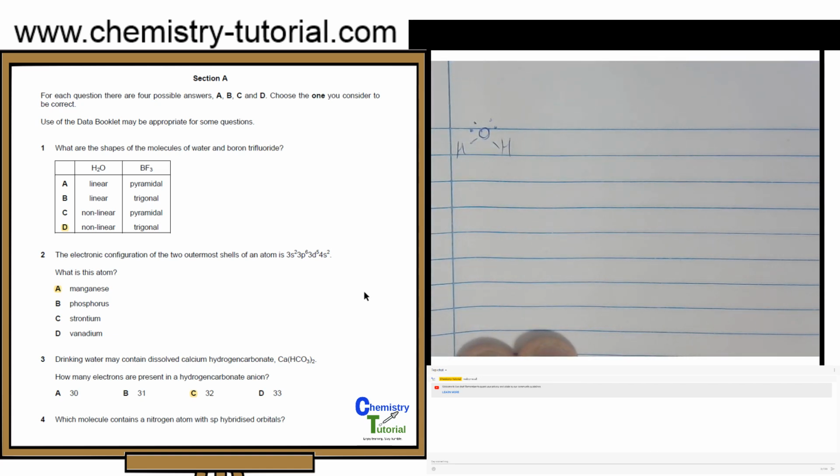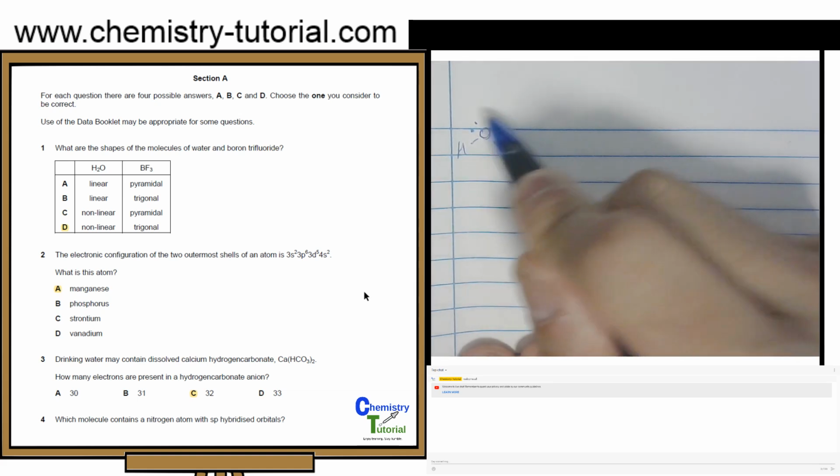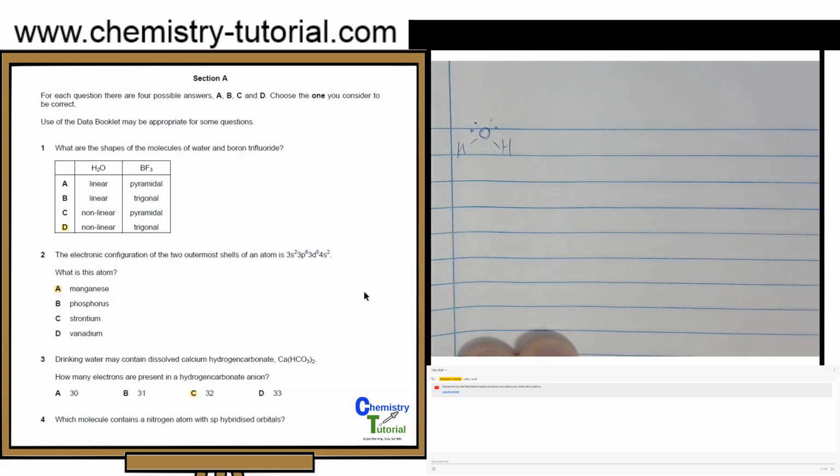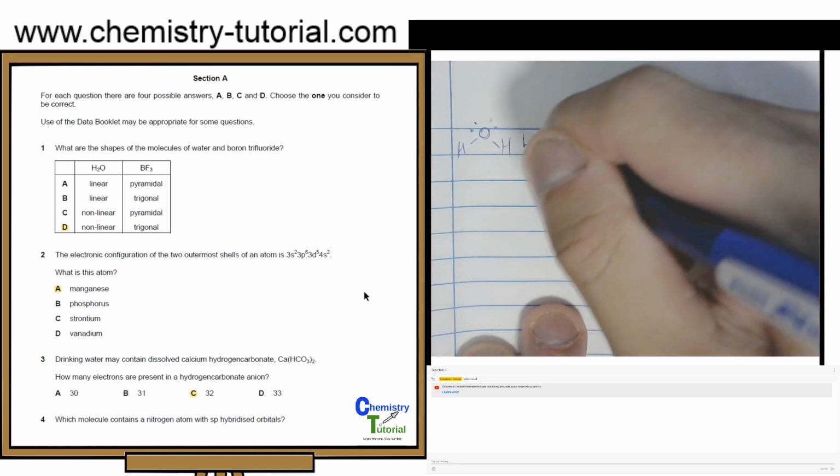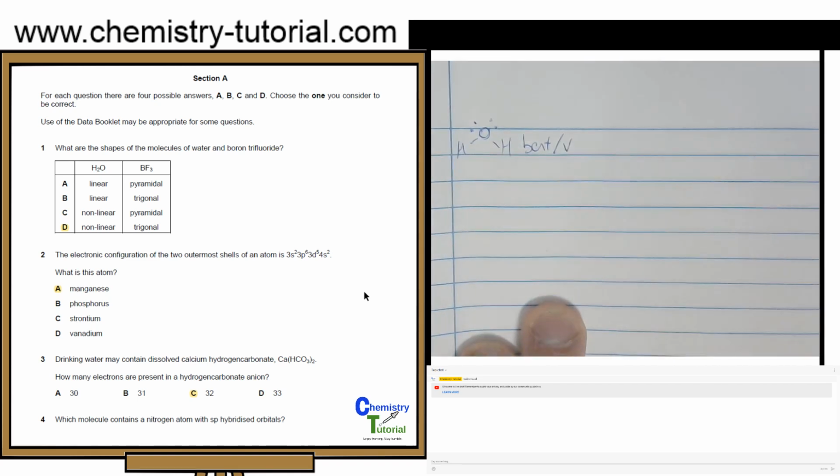So it has 4 electron regions. You have 2 bond pairs and 2 lone pairs, which means that its basic shape is tetrahedral. However, we are interested in the molecular shape. Therefore, this water molecule has a bent shape or a V shape. Definitely not linear. Therefore, options A and B are out.